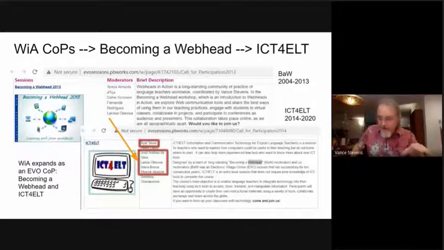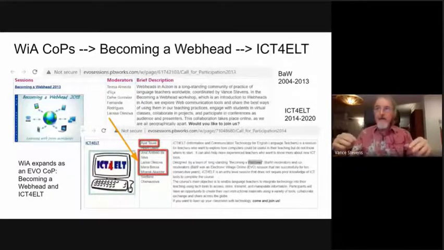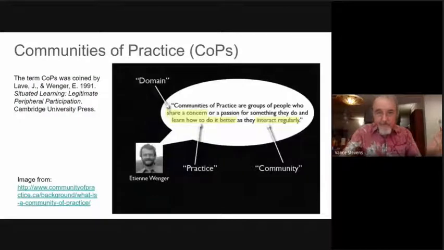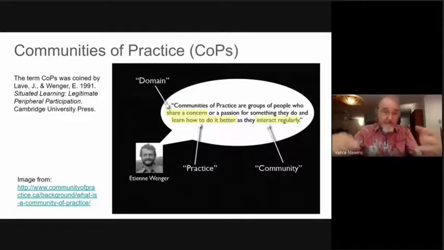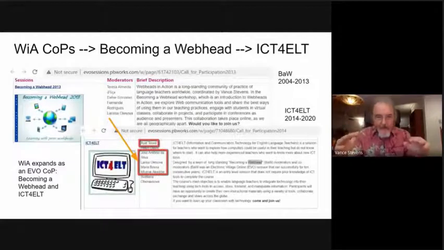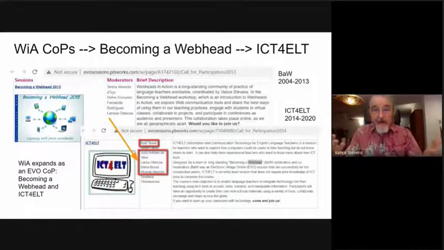The really interesting thing about this is they perpetuated the community of practice, because the people who were interested in this wanted to interact regularly about their domain, which was how to learn how to communicate with students online. And so they emulated the original model, and they kept it going for 10 years. And when they tired of that, someone else took over.